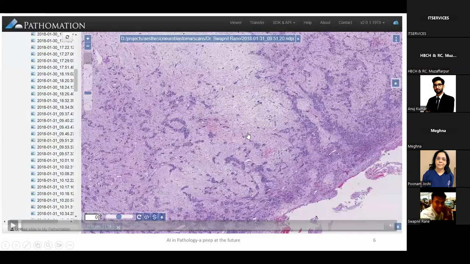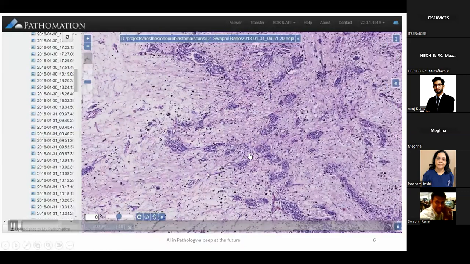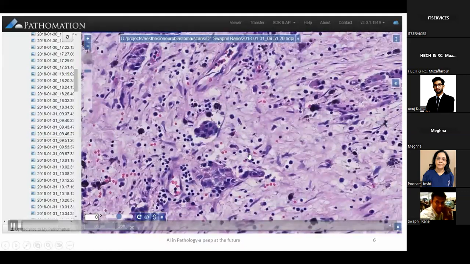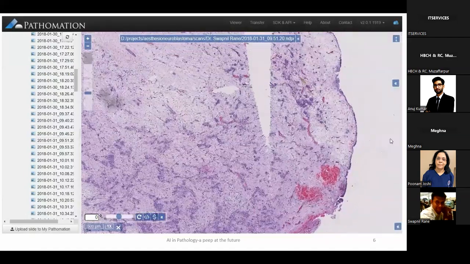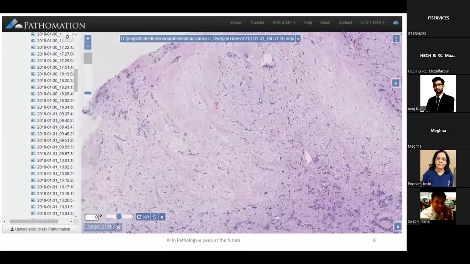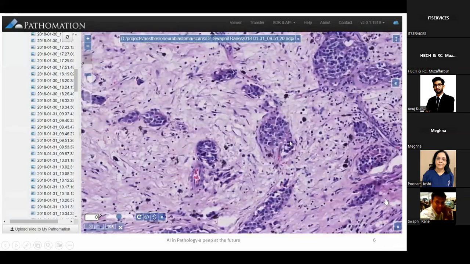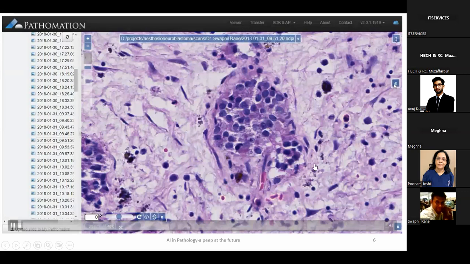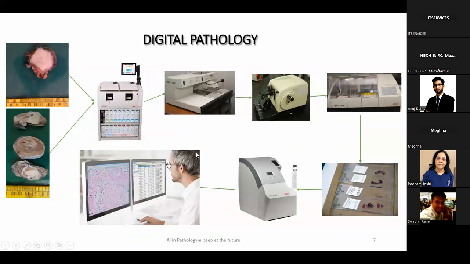If anybody has ever peeped under the microscope, you might have seen how we look at the tissues in different magnifications, how we zoom through and navigate the different areas of the slide. We look at it at low power, then identify areas of interest and go deeper into the higher magnification. Now, all of this is possible on the computer screen. As you can see, we can navigate the slide as if we're looking at it under a microscope. So the only thing that was replaced is that instead of the microscope, we can now look at the same slide on a computer screen.